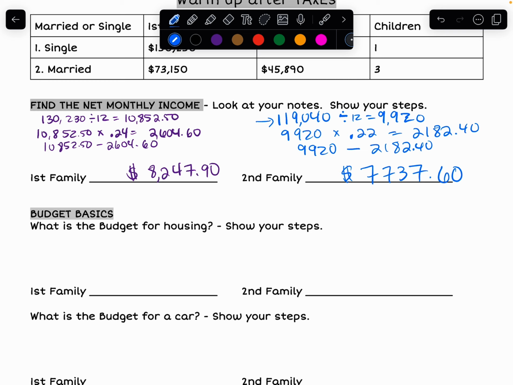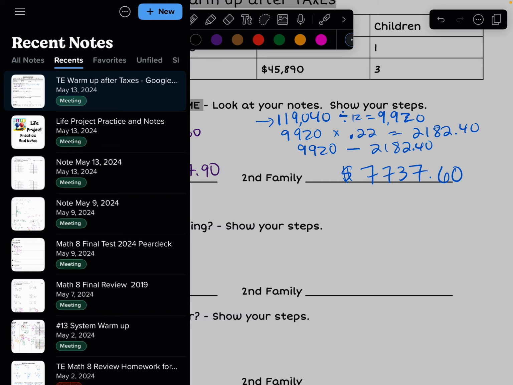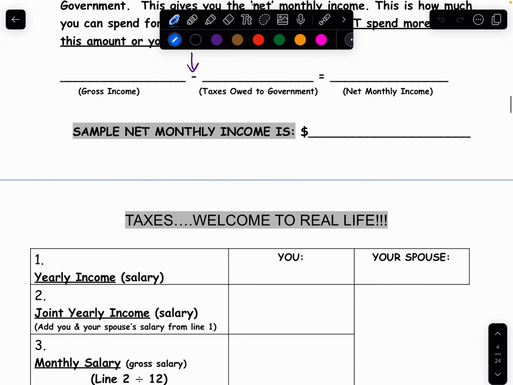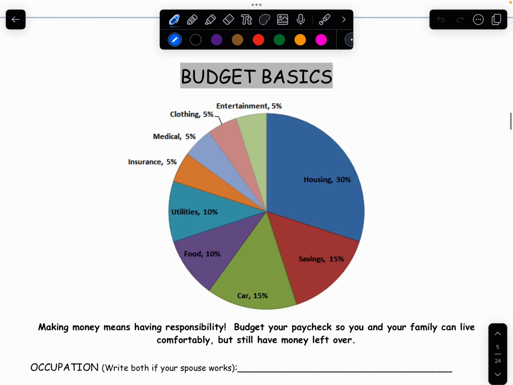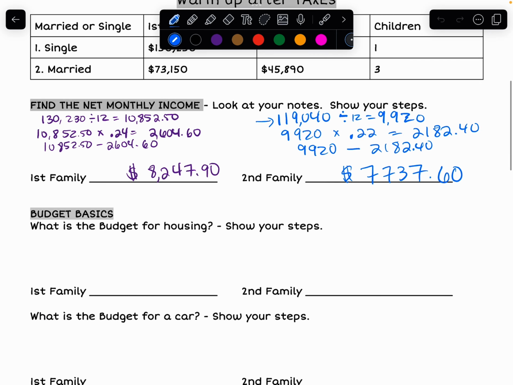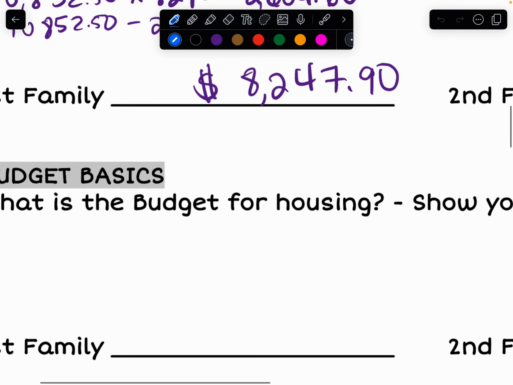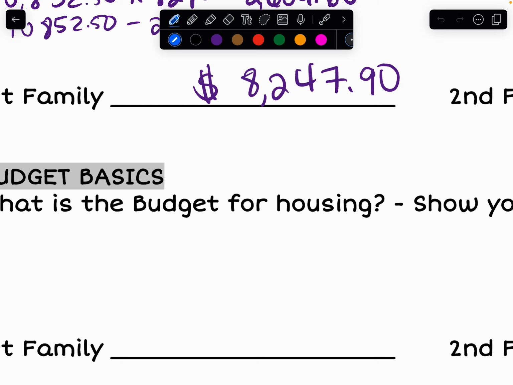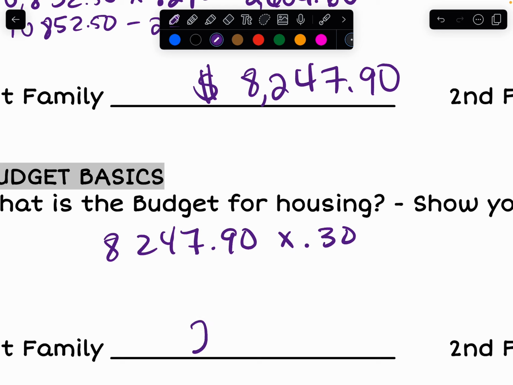Okay, now my budget for housing. When we looked at this right here, housing is 30%. So I'm going to come back over here and I need to get 30%. We're going to take 8,247.90 and multiply it by 30%, and that's going to be $2,474.37.